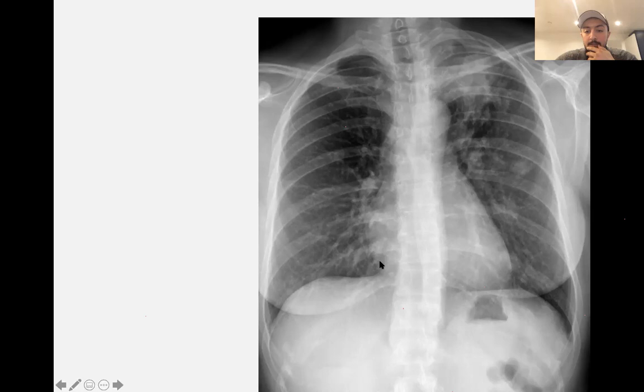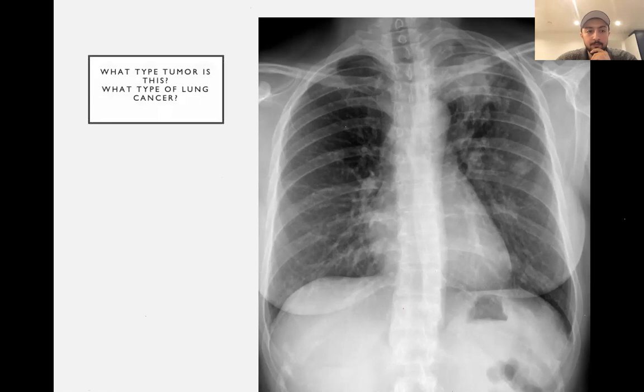And you can see the heart is within half of the cardiothoracic space. The costophrenic angles are visible. Everything else looks normal. Okay. So they like to ask what type of tumor this is. Like I said, it is a Pancoast lung tumor.